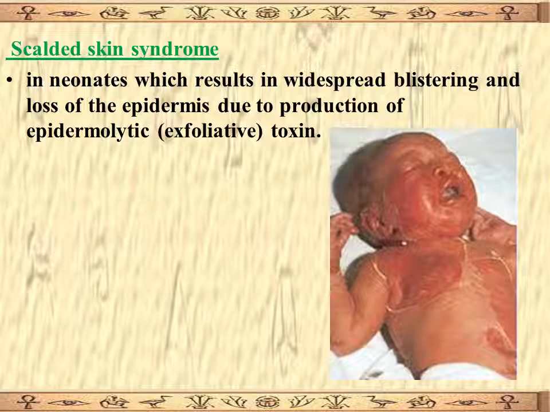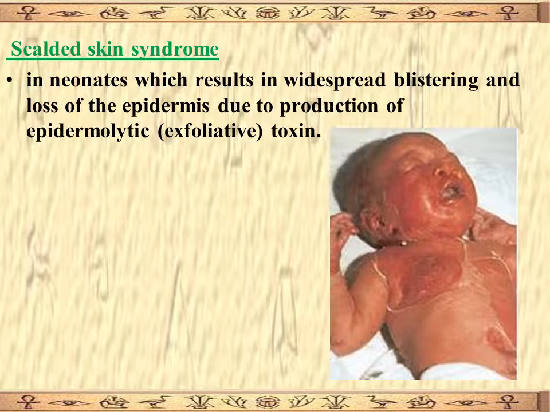The scalded skin syndrome, as we said, is a disease caused by the production of the epidermolytic or exfoliative toxin. This toxin produces lysis and shedding of the epidermal layer of the skin. So the baby is characterized by widespread blistering and loss of the epidermis. As we said, it usually occurs in newborn babies.